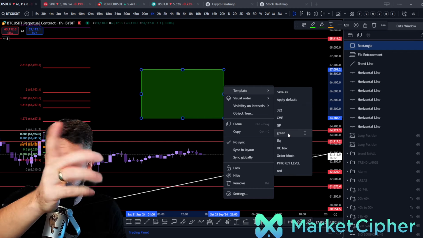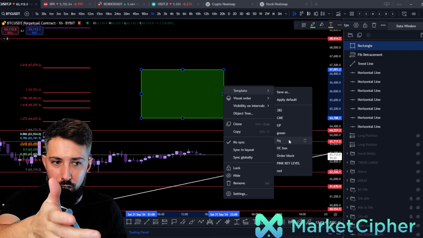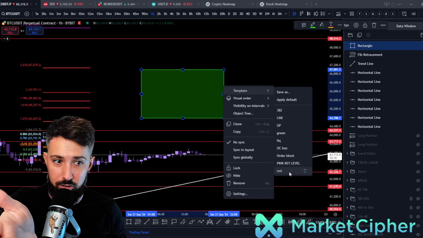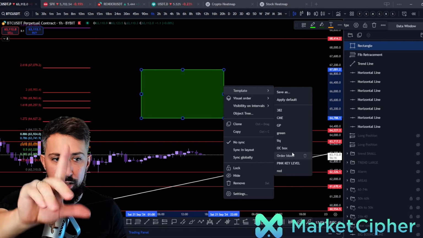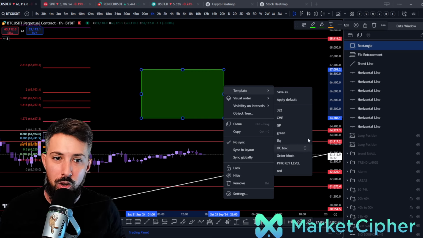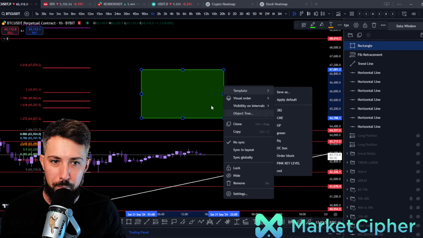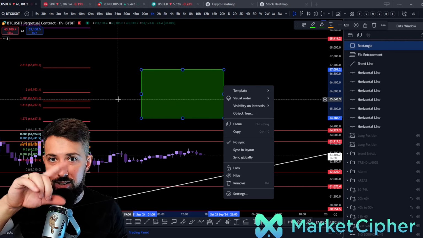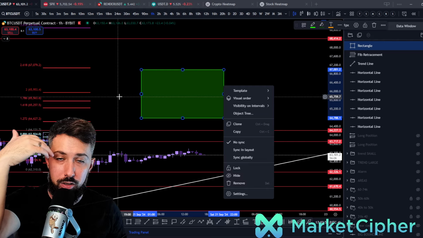We have green box means buy, okay? We have red blocks. That means sell, okay? We have key level, we have order block, we have an OC box and a liquidity box. So we have multiple levels of boxes that are going to tell us when price gets to this level, I need to look at it this way.